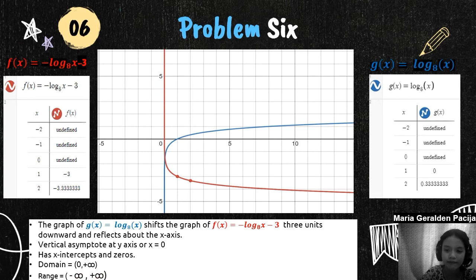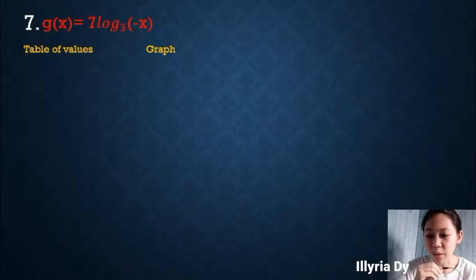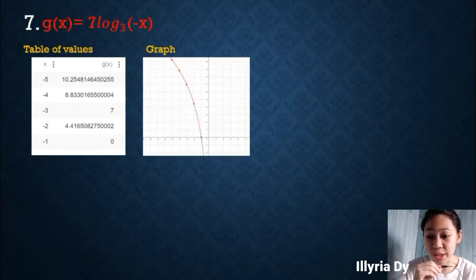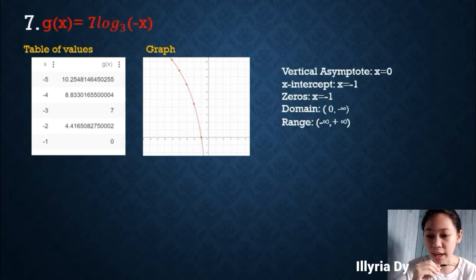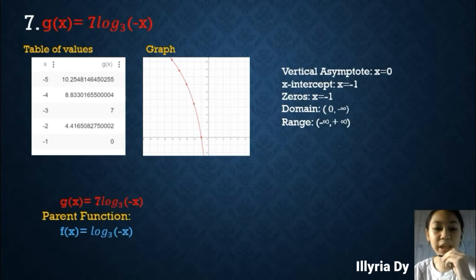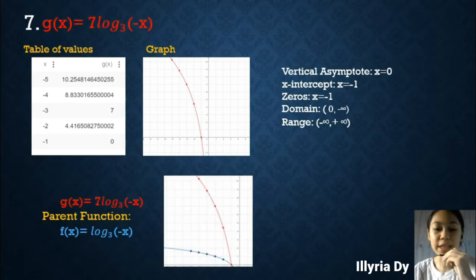g of x equals 7 log base 3 of negative x. Its table of values will look like this, and based on that table of values, its graph will look like this, where the vertical asymptote is x equals 0 and the x-intercept is negative 1. The domain and then the range. If we compare it to its parent function, which is f of x equals log base 3 of negative x, we will have this as the graph.